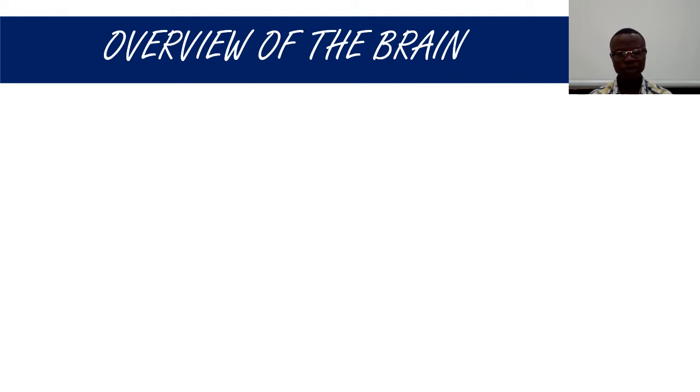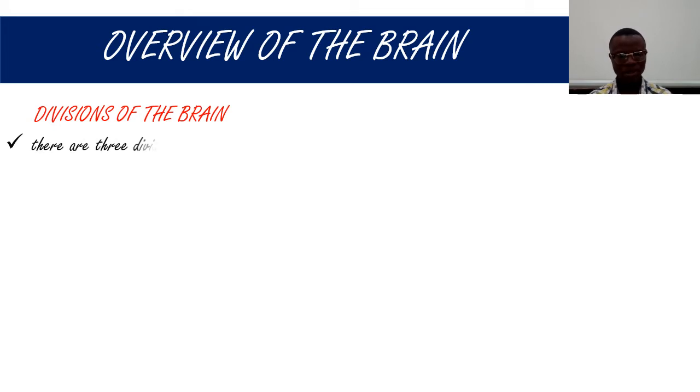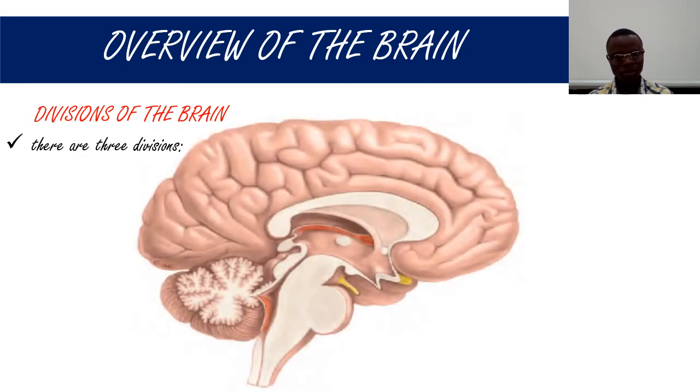Let's begin with the divisions of the brain. As stated, there are three divisions of the brain, and we highlighted them earlier. They are the forebrain, the midbrain, and the hindbrain. But let's know where these segments or portions of the brain are located. We use our friend here.